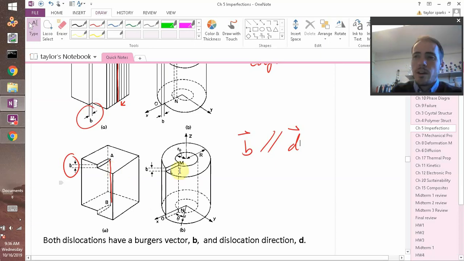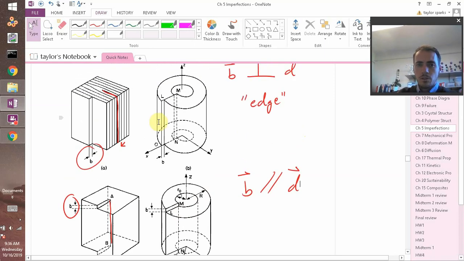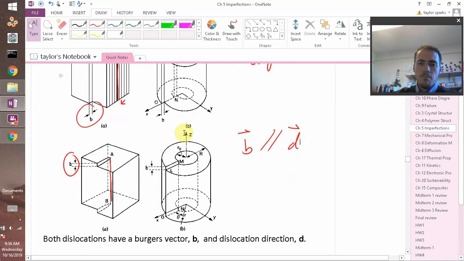So in either case, you can have a Burger's vector, which represents, again, the displaced atoms, which has the same length, but it can have a different direction. And then if that dislocation line lines up with the Burger's vector, you have what's called a screw dislocation. If it's perpendicular to it, you get an edge dislocation. Okay?